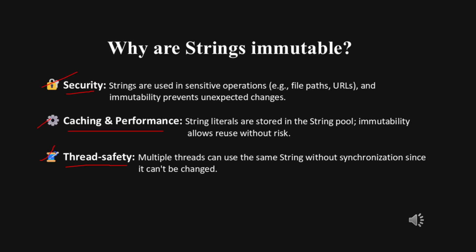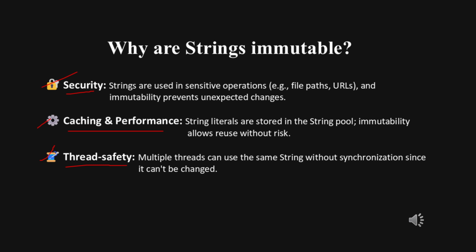Now, next slide. Why are strings immutable? First, security; second, caching and performance; and last, thread safety. Security: strings are used in sensitive operations like file paths and URLs, and immutability prevents unexpected change. That means it prevents unauthorized modification.